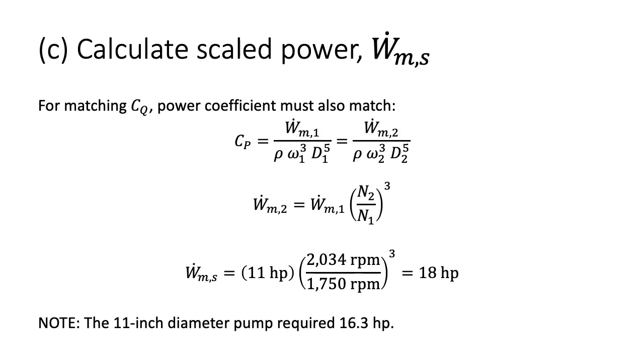Next, we continue Part C by calculating the scaled power for the scaled speed calculated in Part B. For this calculation, we now match the power coefficient. This time, we get that the ratio of the operating power is proportional to the ratio of the speeds to the third power. This results in a scaled power at the operating point of 18 horsepower. Note that for the 11-inch pump, the power required is 16.3 horsepower. Thus, it may be less expensive to buy the bigger pump depending on electricity costs.